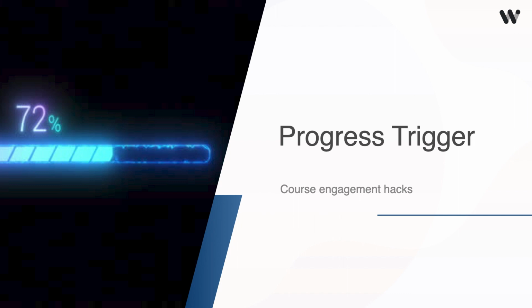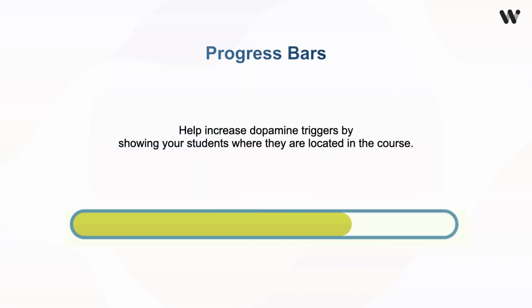Another motivational factor that can help increase those dopamine triggers is showing your students where they are located in the course. In other words, in practical terms, the progress bars. Why is that important? Think about every time you take a test. How many times have you taken an exam and thought about when this is going to end? As you can imagine, this is what will be on your customers' minds too, especially if they have busy lives.